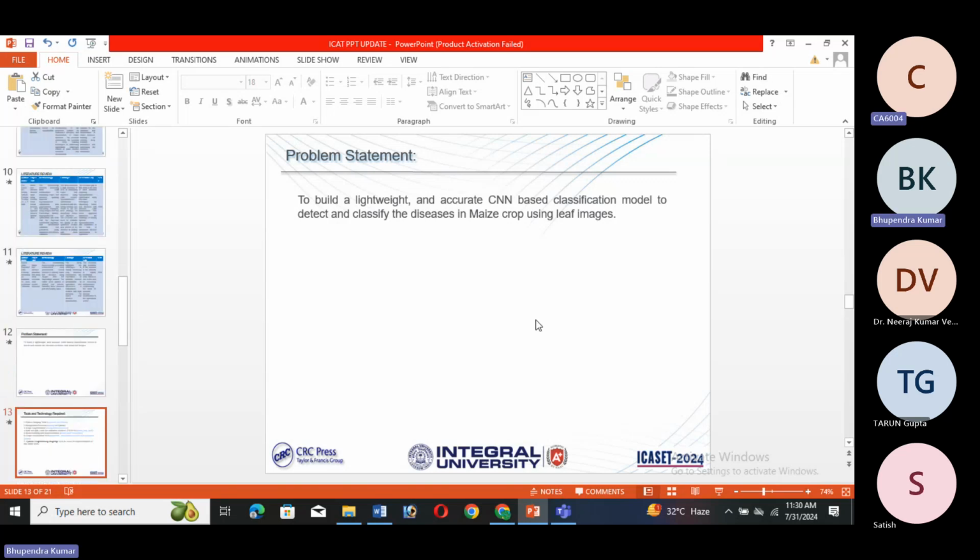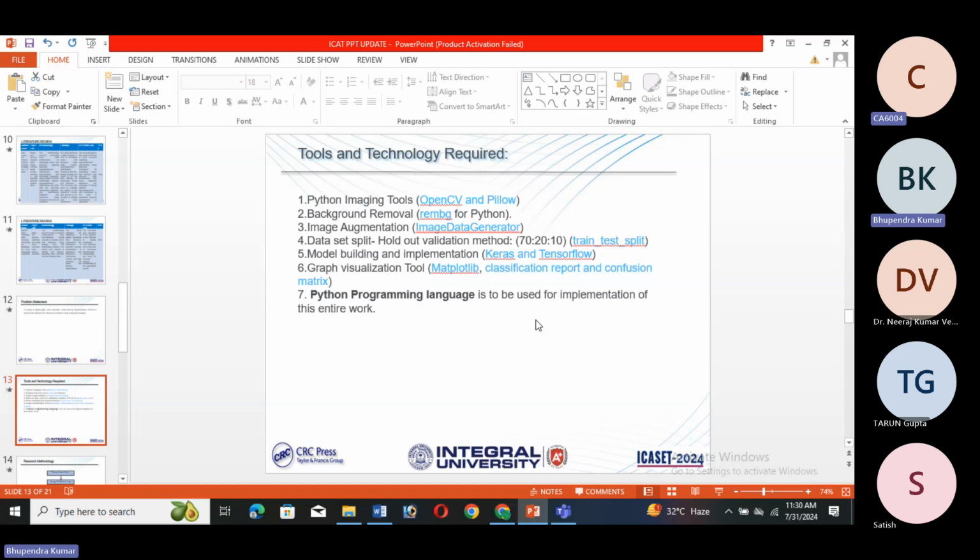And these are some of the tools we are using in this research. First is Python, imaging tools such as OpenCV, and Keras. For background removal, we are using rembg for Python, and image augmentation with image data generator, and dataset split hold-out. In this scenario, we split the dataset 70, 20, and 10 for train, validation, and test. For model building implementation, Keras and TensorFlow, and graph visualization tool Matplotlib, classification report and confusion matrix. And the Python programming language is used for implementation throughout.